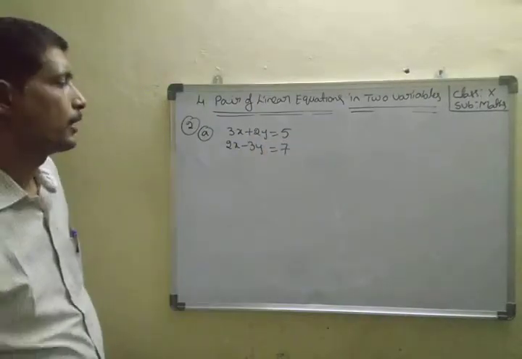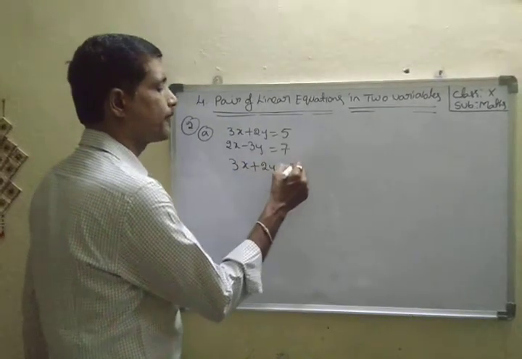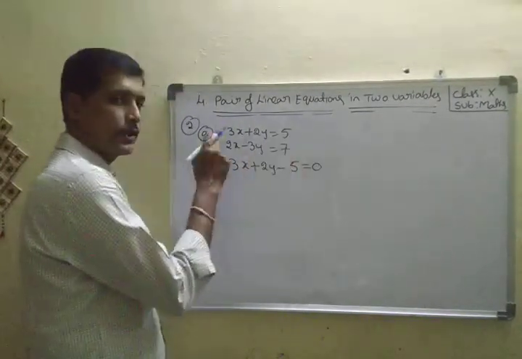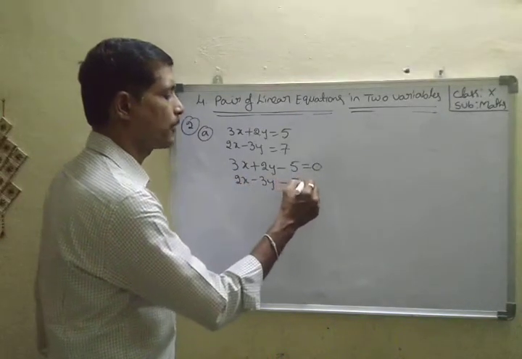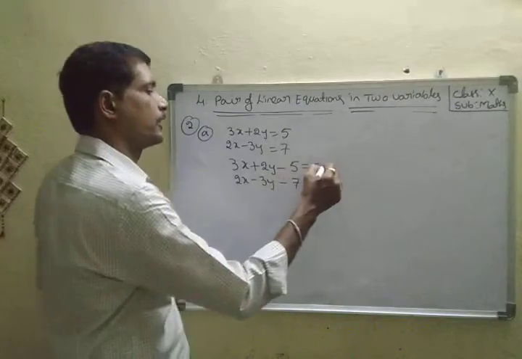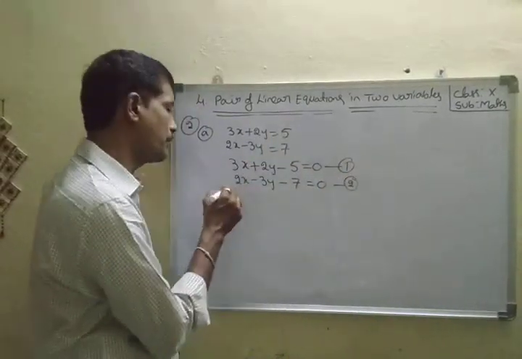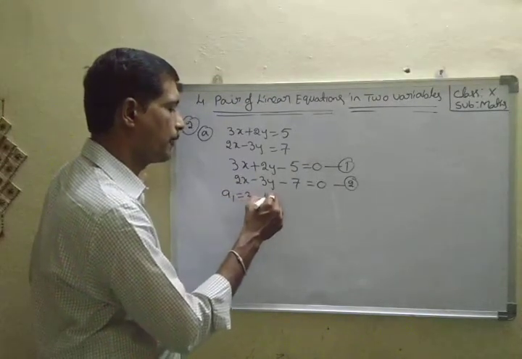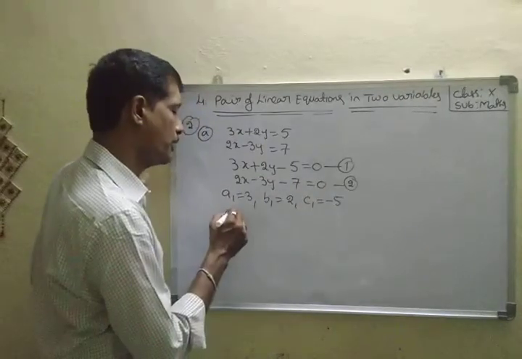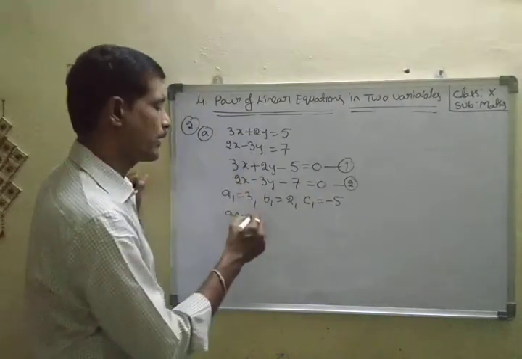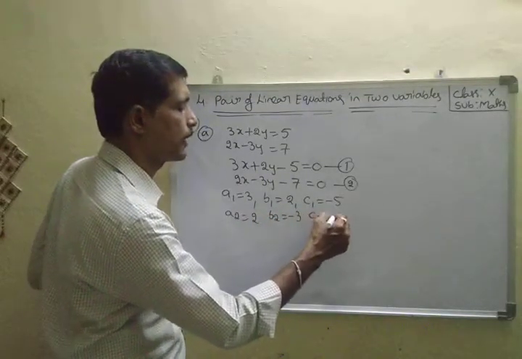First, here 3x plus 2y minus 5 equal to 0. This 5 is changed to this side. Next, 2x minus 3y minus 7 equal to 0. That is equation 1 and equation 2. Next, from equation 1 write a1 equal to 3, b1 equal to 2, c1 equal to minus 5. Next a2 equal to what? In the second equation, that is 2. Next b2 equal to minus 3, c2 equal to minus 7.